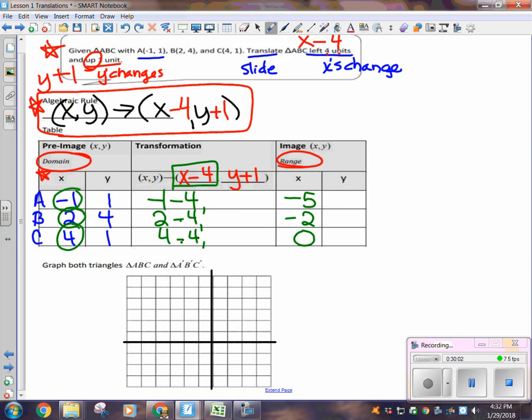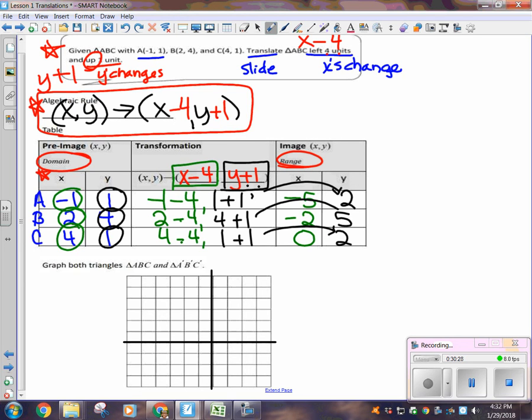If I've got it right, I should have my new values in there. All right, now I'm going to take a look at my Y values. My Y value is 1. I'm doing this one right here, and I'm going to add 1. 1 plus 1. Y value is 2. 4 plus 1. Y value is 5. 1 plus 1. My new Y value would be 2. Okay, so I just have my new points and I have my old points. If this is A, this would be labeled A prime, B prime, and C prime.